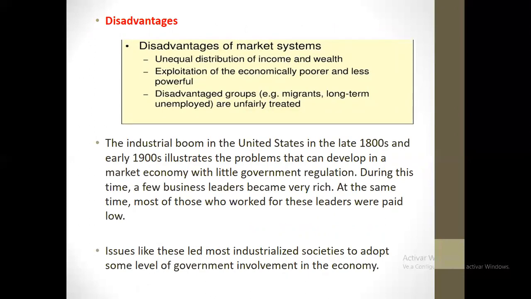No hay una distribución equitativa. Y eso es lo que sucede en estos tipos de mercados. La distribución de las riquezas. No sé si ustedes habrán escuchado. La famosa distribución de las riquezas no es equitativa.